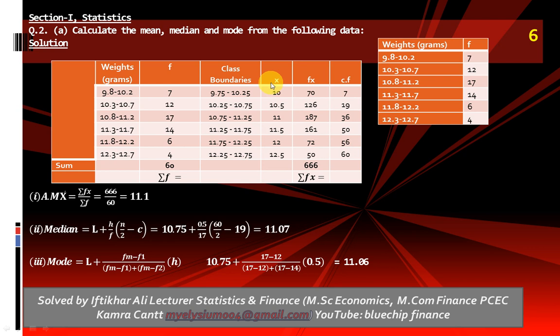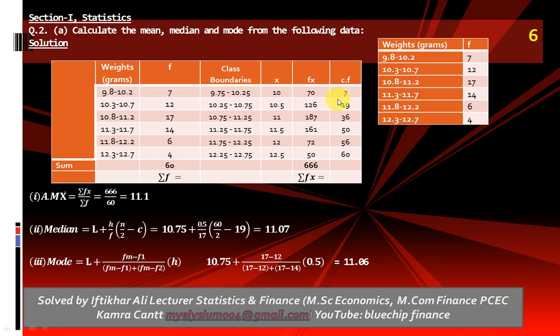So next thing to calculate is the class mark. Simply add up these two class boundaries and divide the result by 2. So 10.25 plus 9.75 divided by 2 equals 10. And after that, what is the difference? Difference is 0.5. So just add 0.5 to the next value. So 10 plus 0.5 equals 10.5, 10.5 plus 0.5 equals 11, and so on.